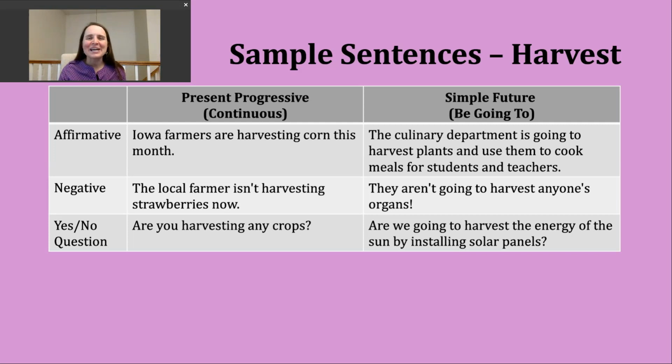Finally, let's look at making a yes or no question in the simple future. To do this, we start with our form of be that matches our subject. Subject comes next, then going to, and the base verb. Here's another example. Are we going to harvest the energy of the sun by installing solar panels? So here's my example sentence that ties back to that fourth definition from earlier in the video about utilizing resources. So here we're talking about energy from the sun in order to make electricity.